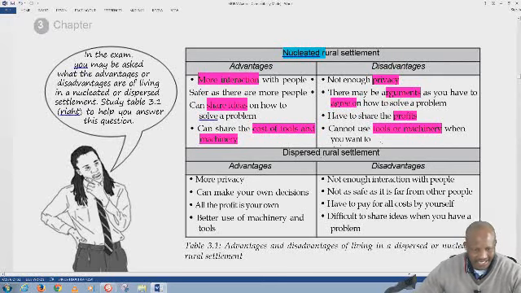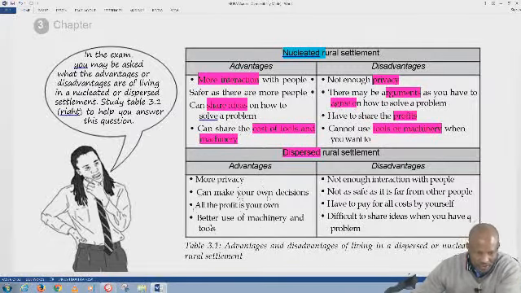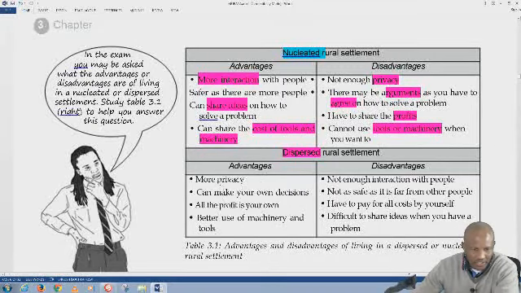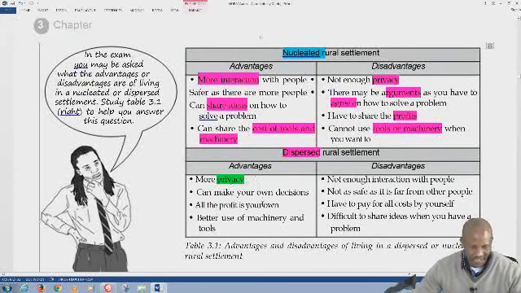Now let's check the dispersed settlement. That is all about your nucleated settlement. But now we check your dispersed settlement. Advantage of a dispersed settlement, opposite to your nucleated, is that there's a lot of privacy. A farmer can come up with his own ideas.